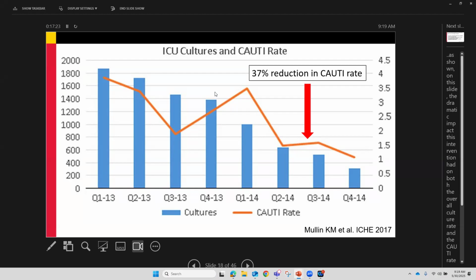But when they intentionally tried to get people to change practice, they really reduced the rate of culturing, and that reduced the rate of CDI. And so that's I think the benefit, just like antibiotic stewardship can show that you save money by reducing the use of expensive antibiotics. Diagnostic stewardship can show that you improve the metrics, and that's what the C-suite cares about, but you're also improving patient care.